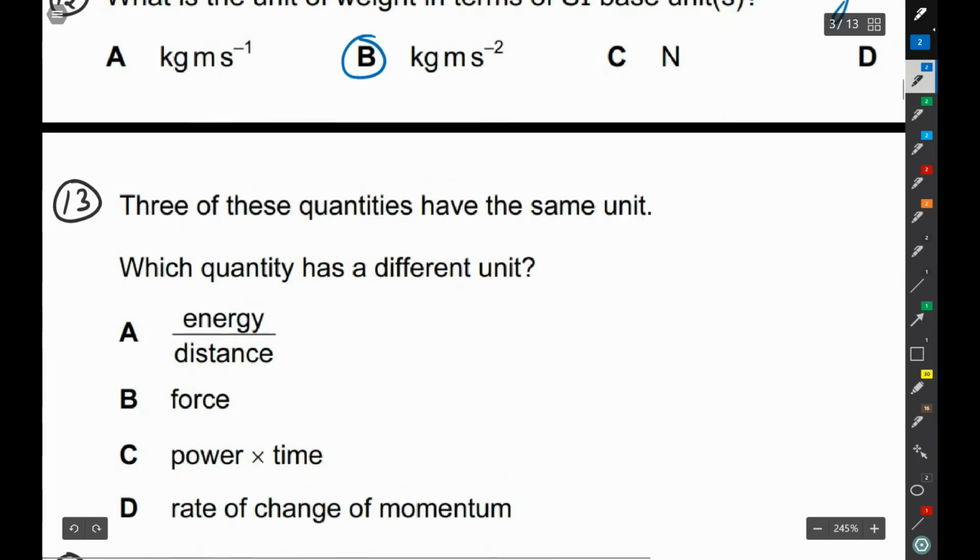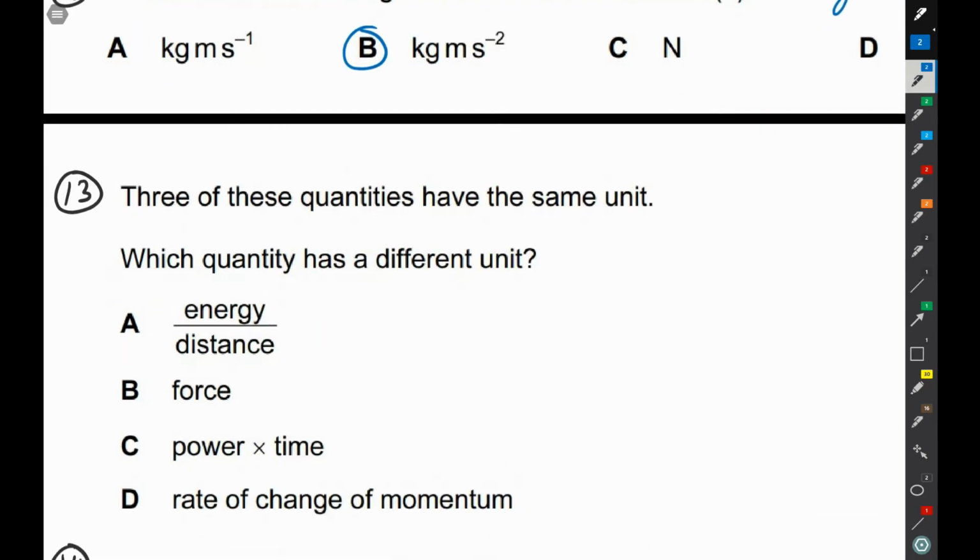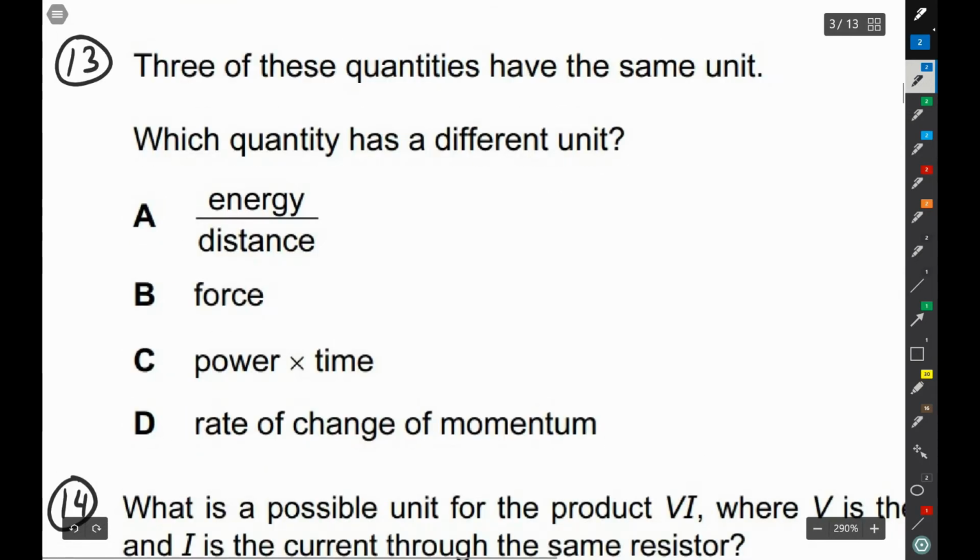Right. Question number 13. Three of these quantities have the same unit. Which quantity has a different unit? एक एक करके derive करते हैं. Energy is what? Energy is kg m2 s minus 2. If you do a lot of questions, आगे जाके ये units याद होने शुरू हो जाते हैं.